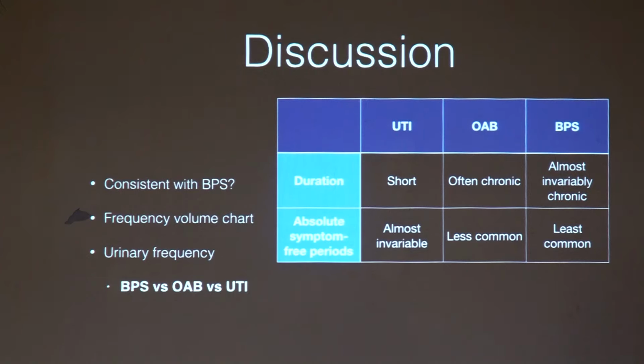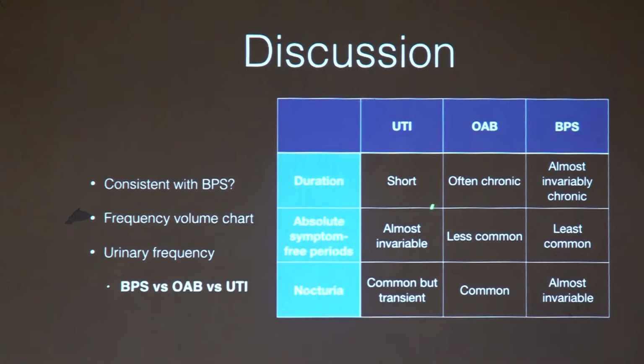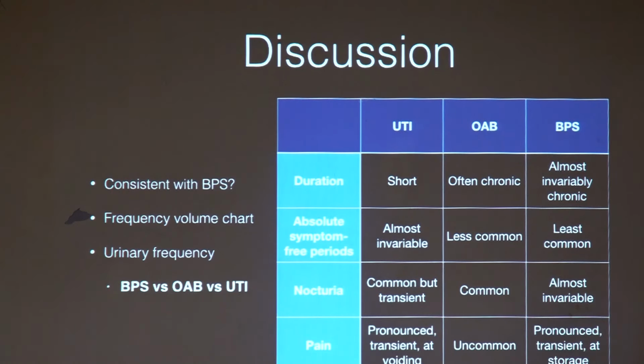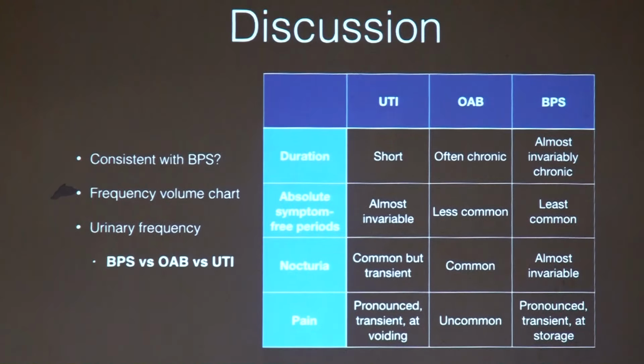But a UTI will never give chronic, unrelenting pain day after day, unless you go by some researchers in the UK who believe in the entity of chronic UTI and keep treating with long-term antibiotics. There's a publication this year also from their group. The third is nocturia: it is common in UTI, but transient. In overactive bladder, it's common, but it's almost invariable in bladder pain syndrome. Finally, pain is pronounced in UTI, but again transient and usually during voiding rather than during storage. It's uncommon in OAB, and in bladder pain syndrome it's pronounced at storage. The word transient should not be there.